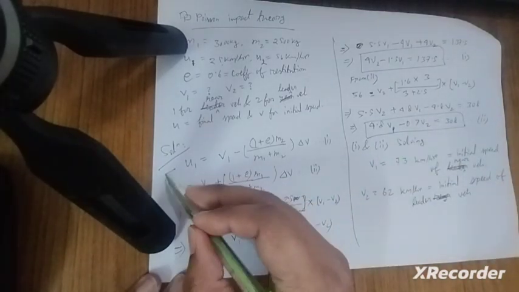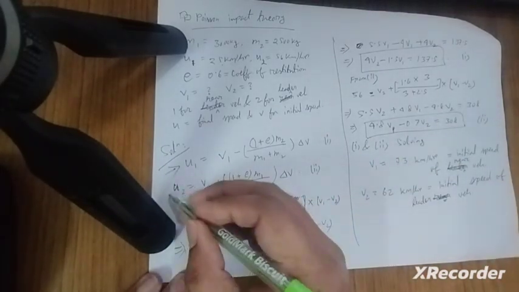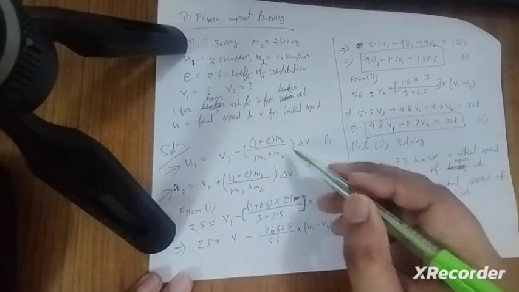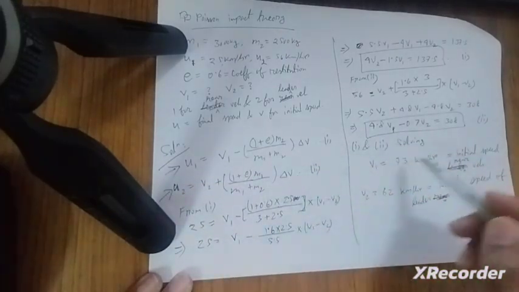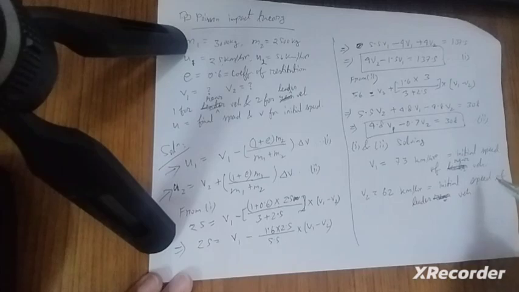We have two equations for Poisson impact theory, and plugging the values into them, we can solve the equations and calculate the initial speed of the rear vehicle, that is v1, and the initial speed of the leader vehicle, that is v2. That's it.